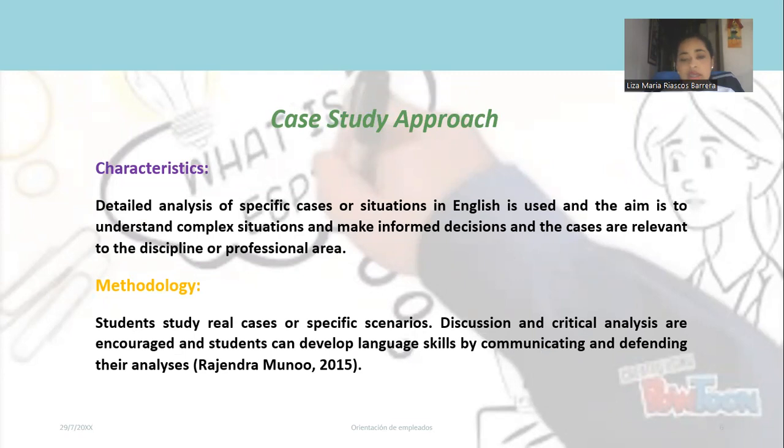About the methodology, we have the students study real cases or specific scenarios. Discussions and critical analysis are promoted, and students can develop language skills by communicating and defending their analysis.